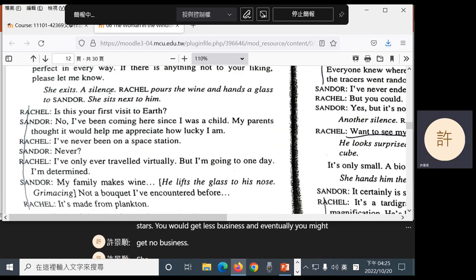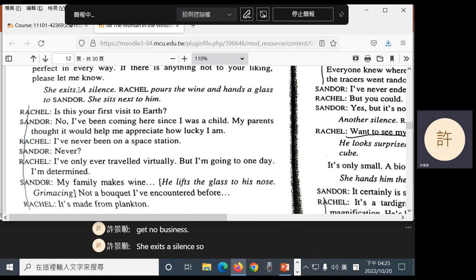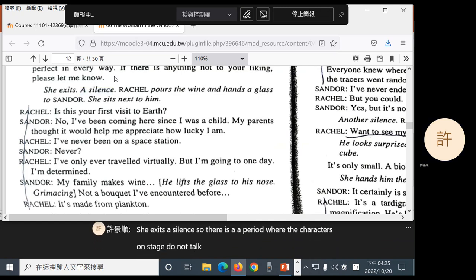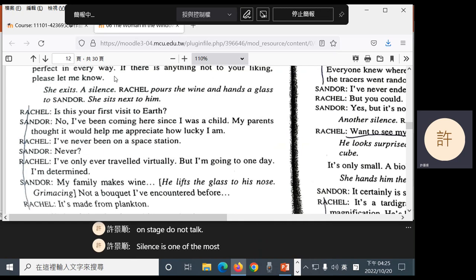She exits, a silence. So there's a period where the characters on stage do not talk. Silence is one of the most important parts of a play. A silence is never empty. It is always filled with some atmosphere or feeling or unspoken ideas. In this case, the silence seems to emphasize how easy it is for Rachel to lose her job.